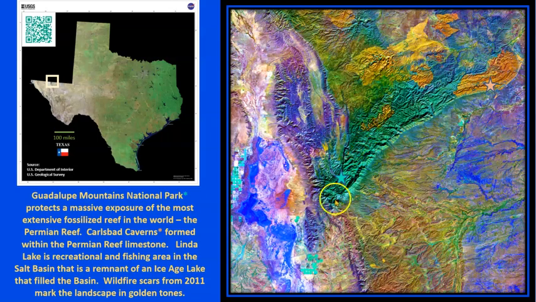Guadalupe Mountains National Park protects a massive exposure of the most extensive fossilized reef in the world, the Permian Reef. Carlsbad Caverns formed within the Permian Reef limestone. Multiple wildfire scars mark the landscape in golden hues from the 2011 drought season.